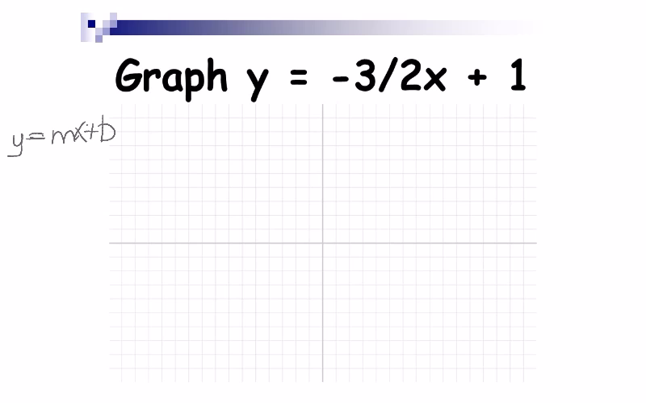Okay, where m is the slope and b is the y-intercept. Okay, to start graphing our linear equation, we're going to start with the y-intercept. In this case, the y-intercept from the equation that we're doing is 1. And the slope is negative 3/2.